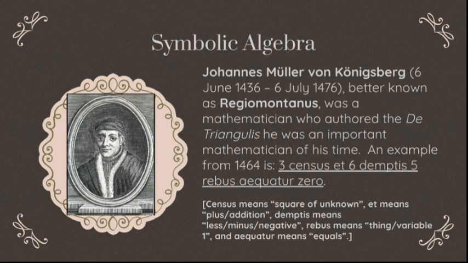Or we can read this in modern terminology as 3x squared plus 6 minus 5x equals 0. Let us take note what these unknown words are. Census means square of unknown. It means plus or addition. Demptus means less, minus or negative. Rebus means thing or variable 1. And equator means equals.